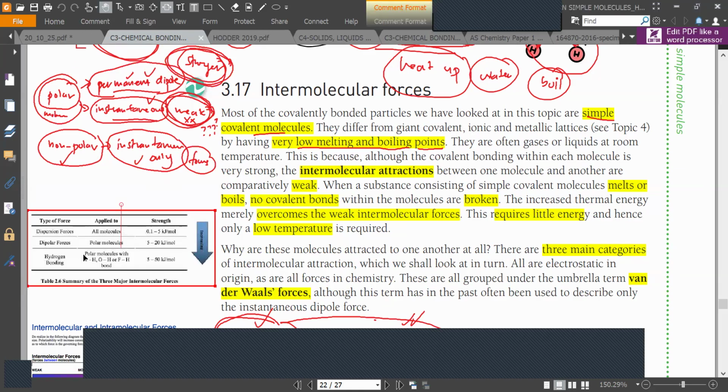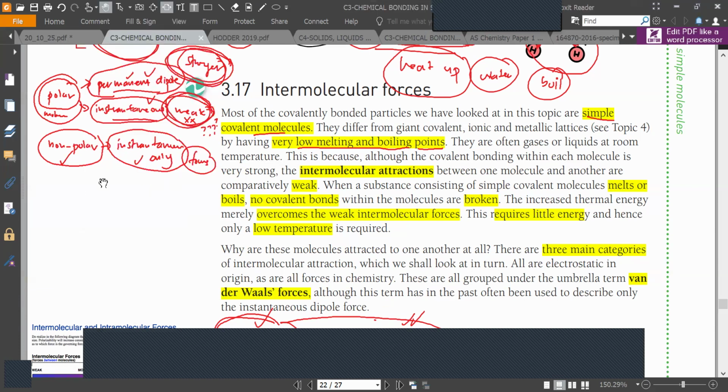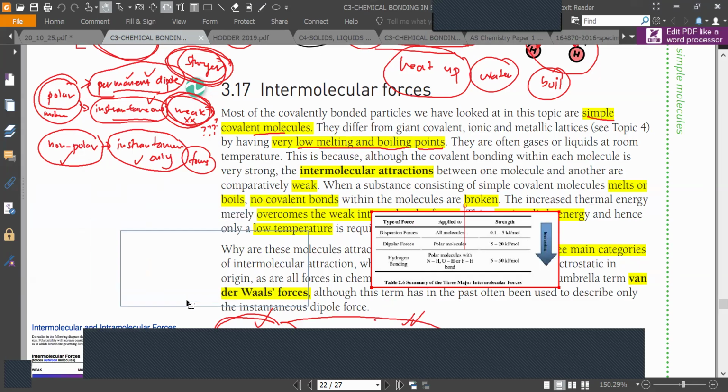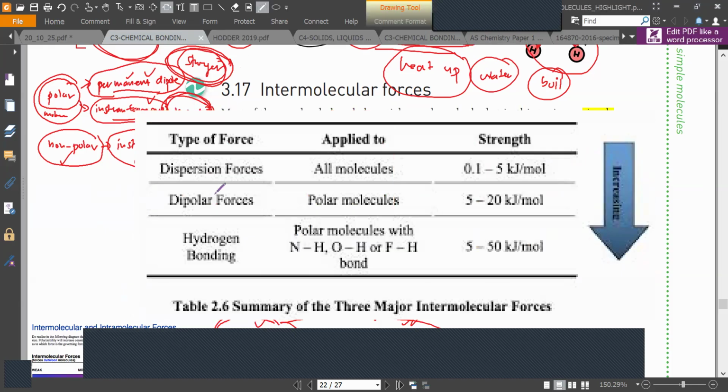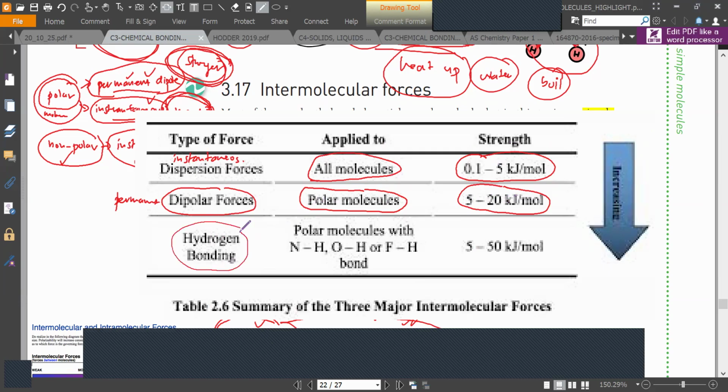Okay. So now let me just quickly show this table, the summary. It gives us some information. Hopefully you can see. This one is instantaneous. It happens for all molecules. It's very weak, only 0.1 to 5 kilojoules per mole. These dipolar forces are the permanent dipole. It happens for polar molecules only. It is stronger, 5 to 20 kilojoules per mole. Hydrogen bonding, we'll look at this later, is stronger, 5 to 50 kilojoules per mole.